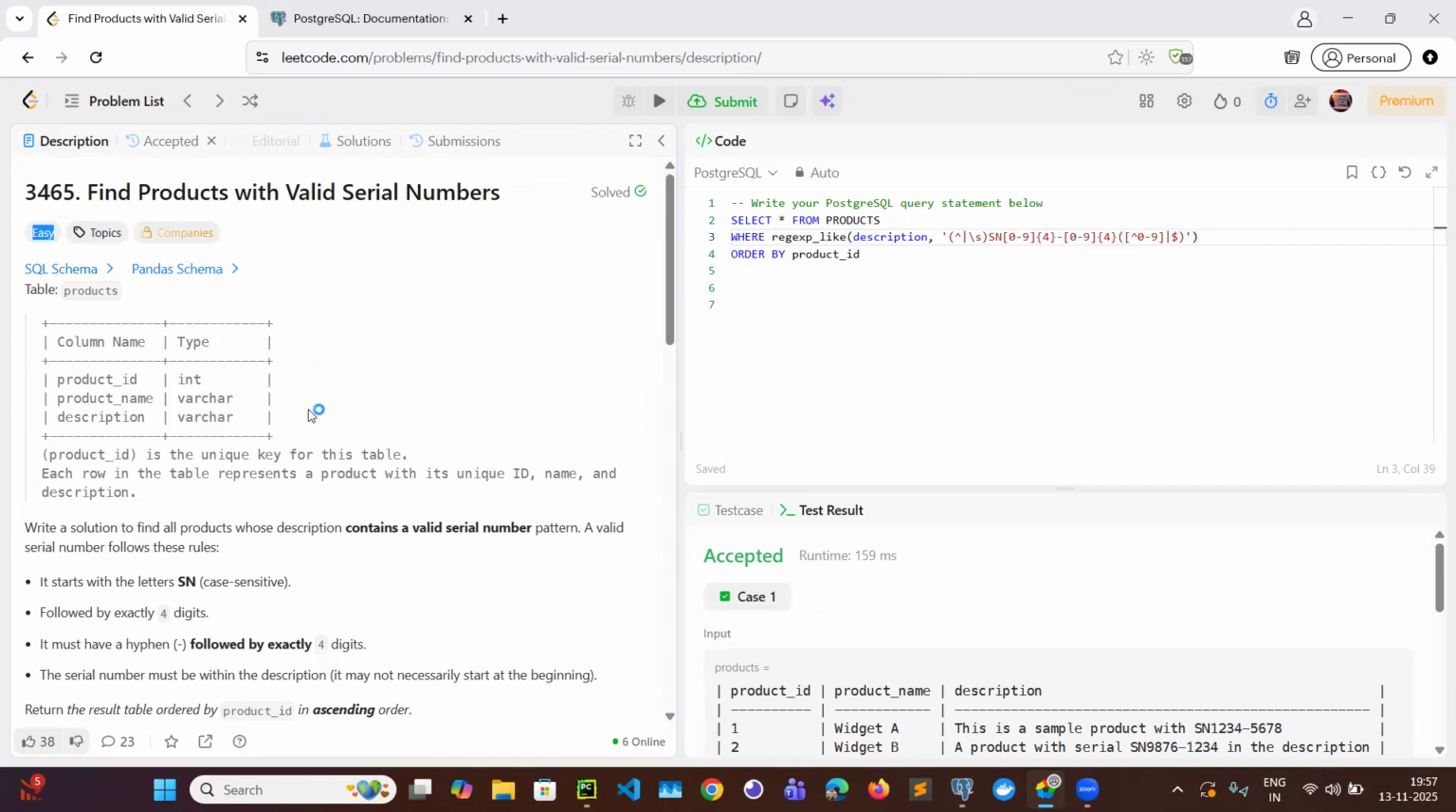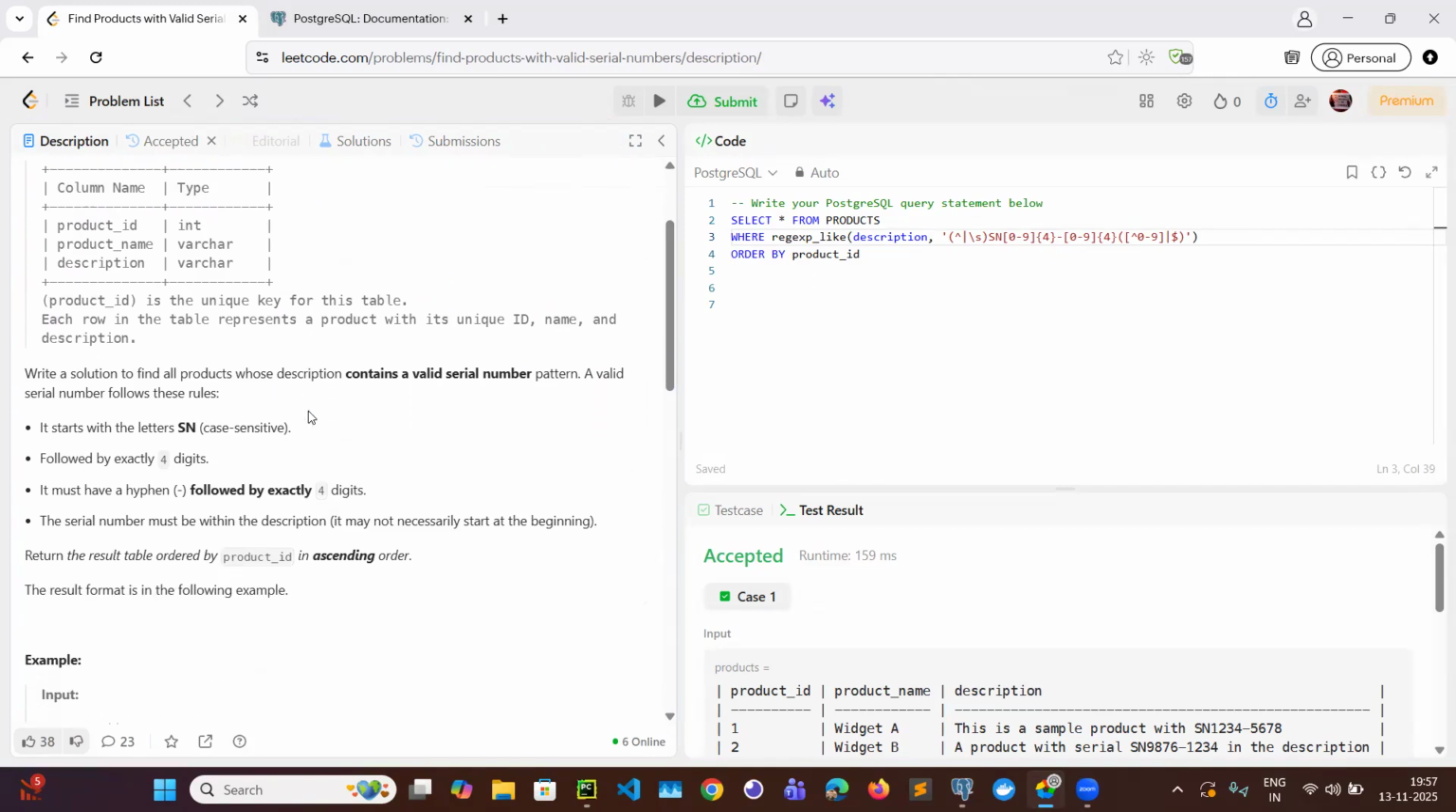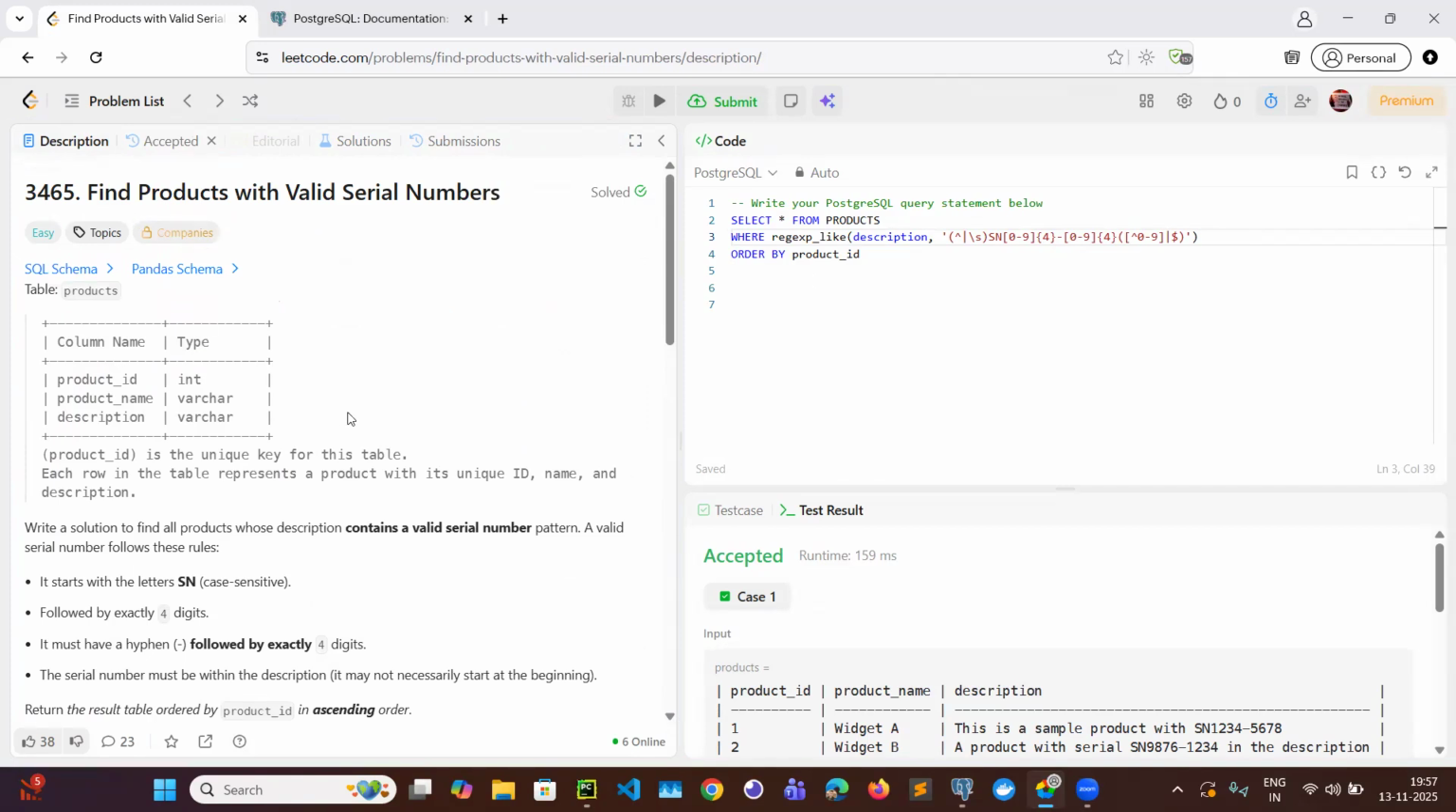even though it is mentioned as an easy category problem. But I think it's a very good problem to learn this function, regular expression, because that function can be used at multiple places. Along with that, we have learned the regular expression syntax, which can be used in any coding language as well. So that's it. That's the end of the video, and thank you.